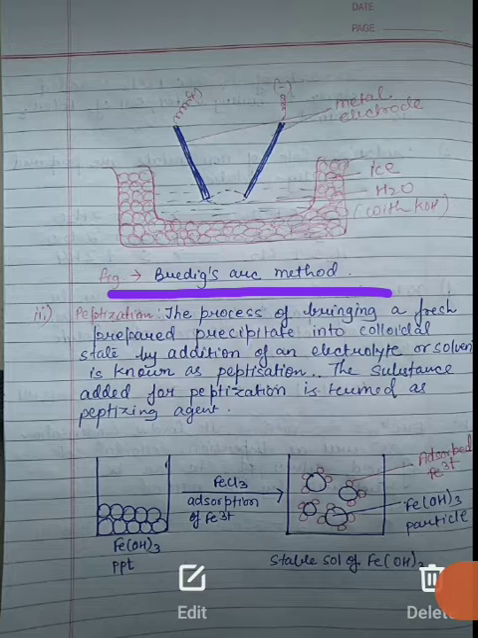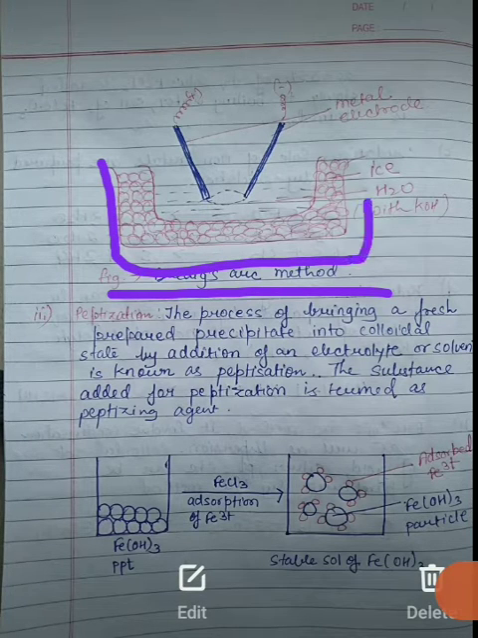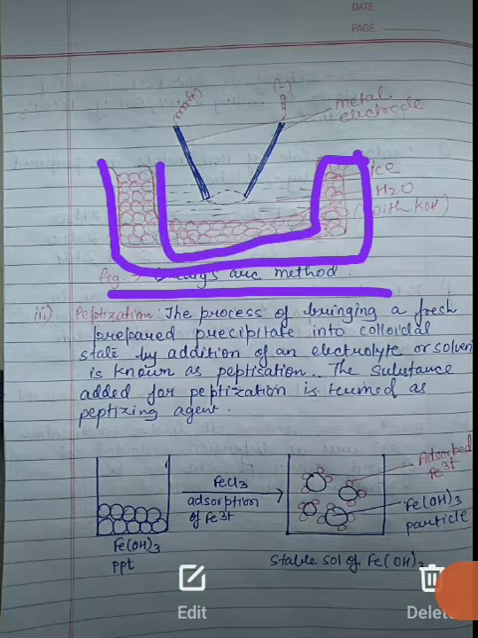To understand this, just look here. We are taking a tumbler and surrounding it with ice. Why are we surrounding it with ice? As we have said, we need a dispersion medium. Suppose our dispersion medium is water, and we have to add some base to this water. It may be 4 to 5 drops. That base may be KOH or NaOH.